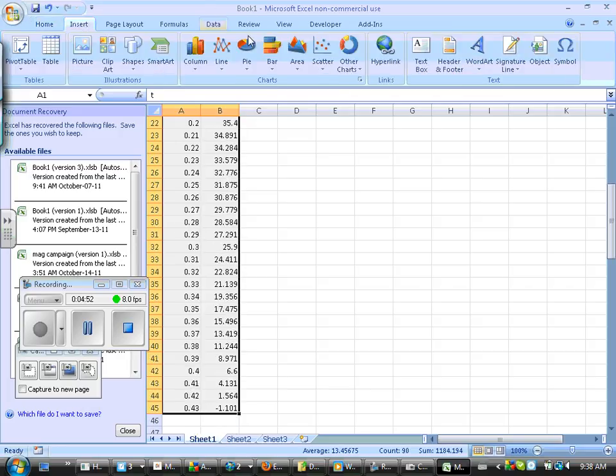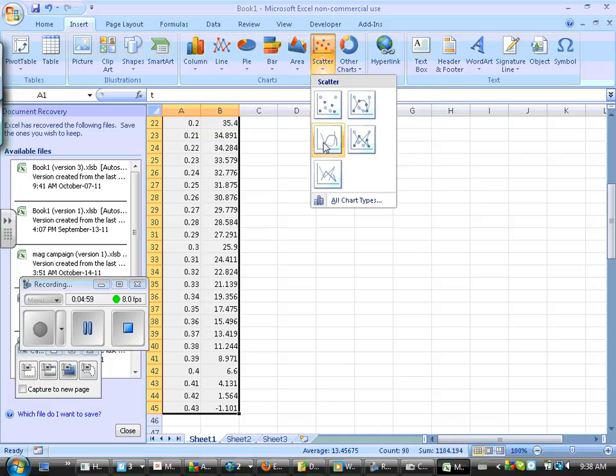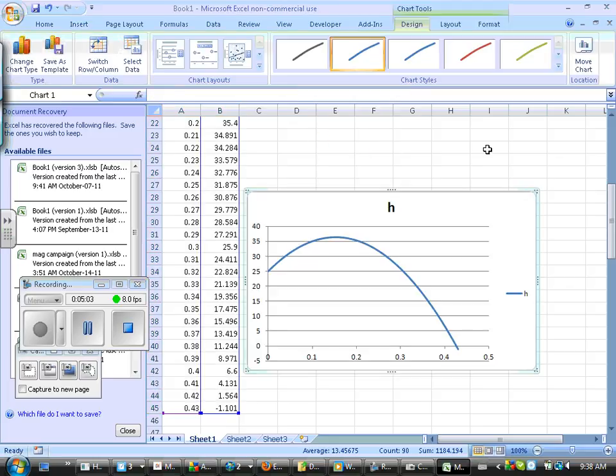So insert, and then we choose a scatter plot because that plots y as a function of x. And in the scatter plot, when you click on that down arrow, you get to choose whether you want dots, or dots and lines, or just the line. So I just plot the line.